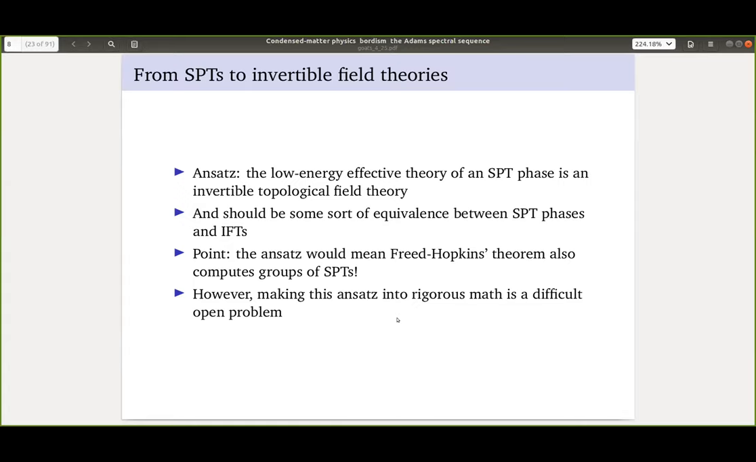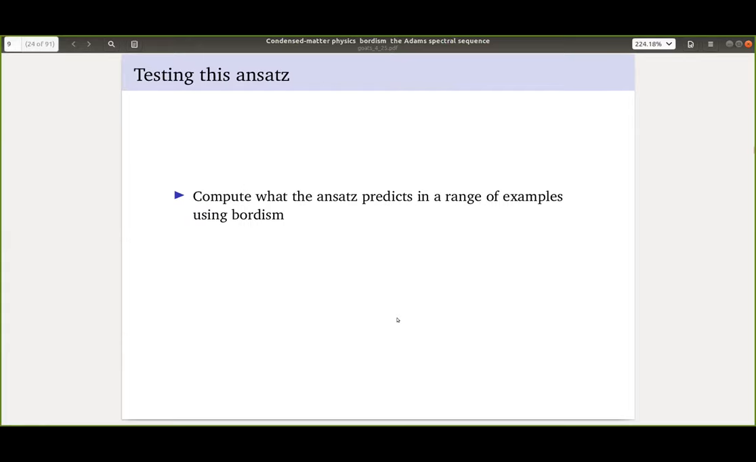That is something that would be great to have, but right now I don't think we understand these enough, even at the level of physics, to state precise conjectures. So if we want to test this ansatz, we better do something else. One thing we can do is compute a bunch of bordism groups and use them to say, here's what the ansatz predicts in these examples. And you can compare with what the physicists produced by a bunch of other methods.